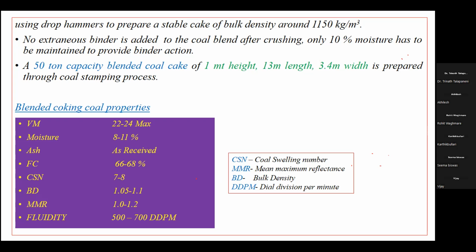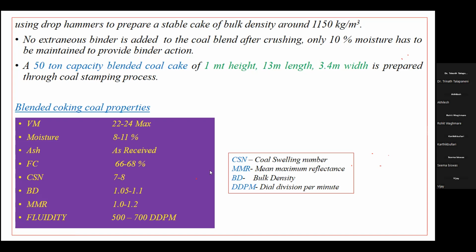And finally, we are able to produce a coal cake of 50-ton capacity, having dimensions of 1 meter in height, 13 meter in length, and 3.4 meter in width. So these two, the length and the width, are almost equal to the dimensions of your oven. And this coal cake, whatever we have prepared, is by blending of different types of coals.